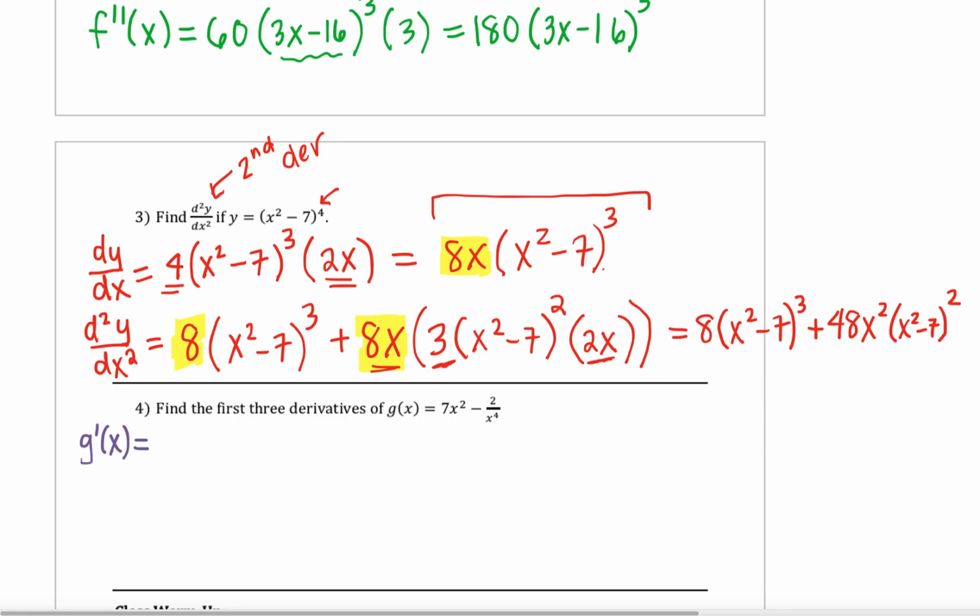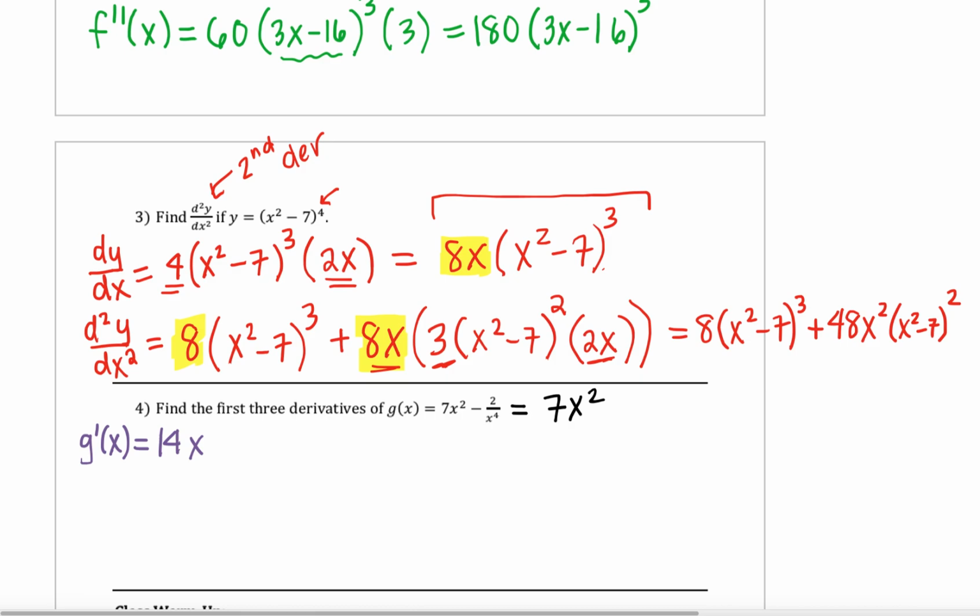Now to differentiate the 7x squared, that's going to just require a power rule. So the 2 comes down, and I end up with 14x to the first. To differentiate the 2 over x to the 4th, I cannot power rule from the denominator, so I actually need to rewrite this function. So I'm going to just put an equal sign here because this is still the original function. I'm not going to take any derivatives, I'm just rewriting.